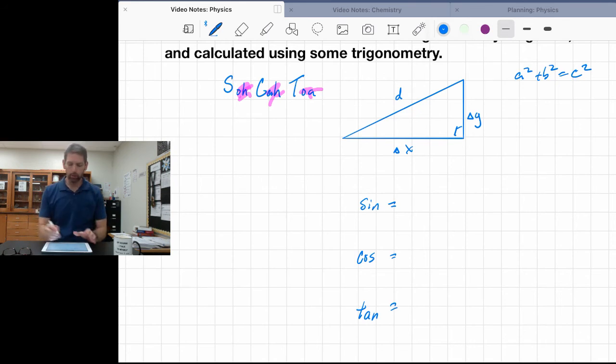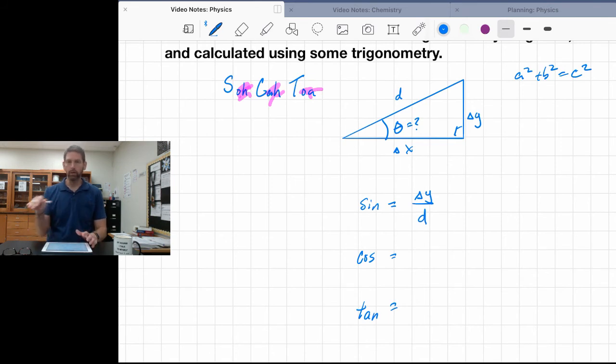So opposite over hypotenuse. Opposite of angle theta, and we don't know what angle theta is, this is just a hypothetical situation. Opposite of angle theta here is delta y, and over the hypotenuse, in this case, would be the displacement. Okay, so we've got delta y over d.